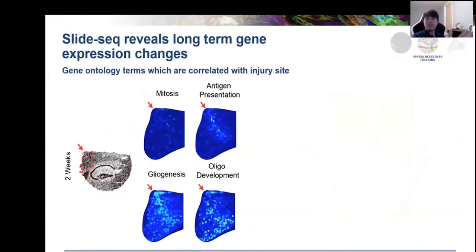And we find that at 14 days, there's very little enrichment for mitosis at the scar, but I showed you there's this clear mitotic signature at 3 days and this rapid proliferation of cells. So I think you can see that the scar has reached steady state, at least in cellular proliferation, between 3 and 14 days. But we see terms for antigen presentation and gliogenesis upregulated spatially as a function of where the scar is.